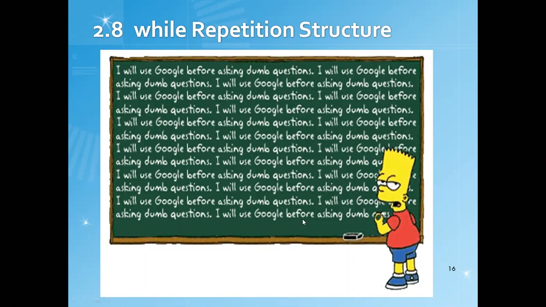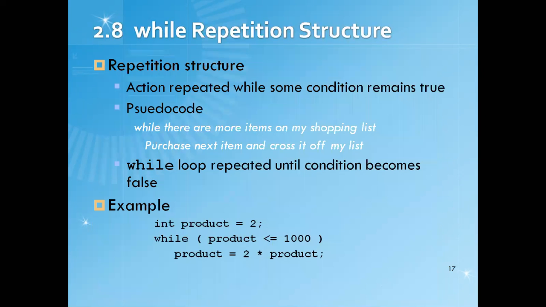Now I will use Google before asking a dumb question. If you want to get such a result, you have to use while. Or you can use for, but now we just give you an introduction to while. So what is while? Let's see the pseudocode example: while there are more items on my shopping list, purchase the next item and cross it off my list. So it is a simple description of your idea in natural language or English.